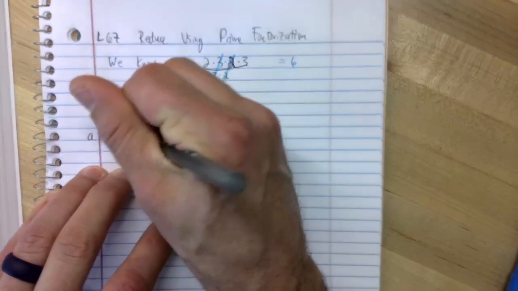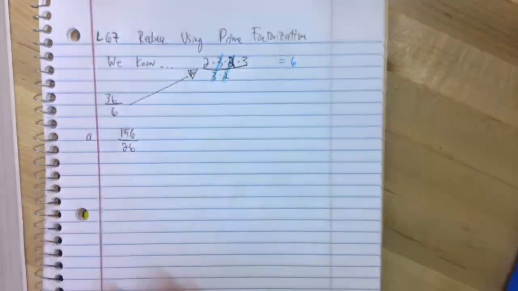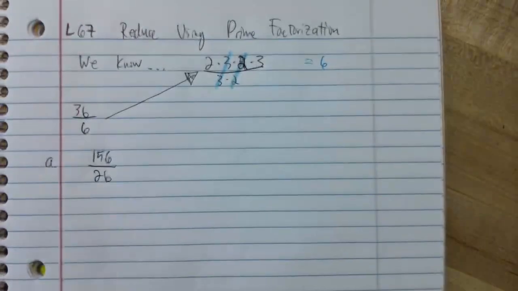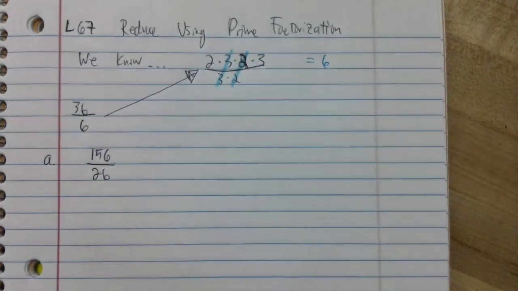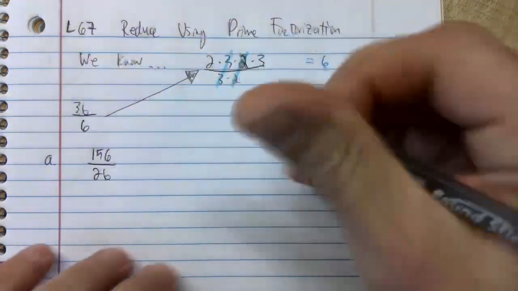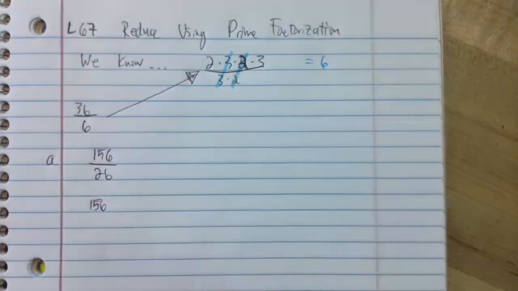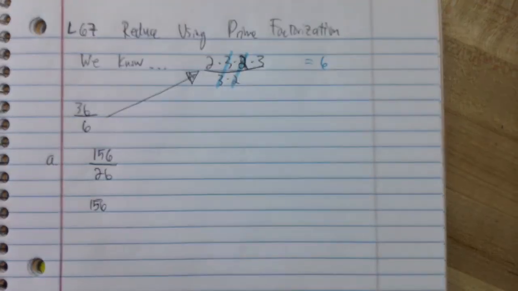So let's do 156 over 26. So we're going to use the prime factorization to reduce that. It's not the only way to reduce it, but that's what lesson 67 is about, so we're going to do it. So we'll start with 156. Do you guys know some factors that go in 156?